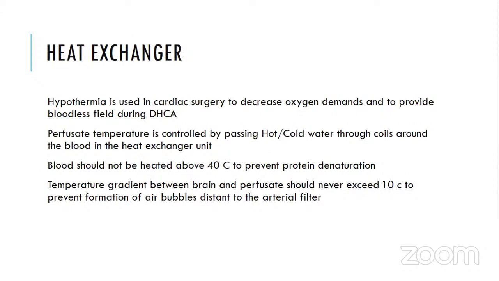Heat exchanger. Hypothermia is used in cardiac surgery to decrease the oxygen demands and to provide a bloodless field during hypothermic circulatory arrest. Perfusate temperature is controlled by passing hot or cold water through coils around the blood in a heat exchanger unit. Blood should not be heated above 40 Celsius to prevent denaturation. Temperature gradient between brain and perfusate should never exceed 10 Celsius to prevent formation of air bubbles distant to the arterial filter.